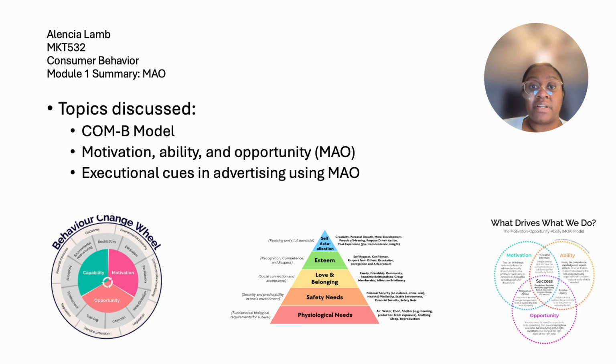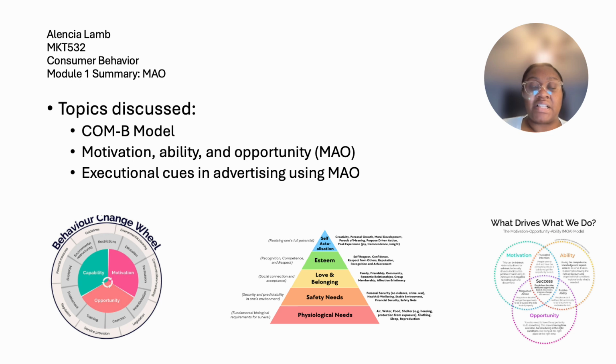Ability refers to the resources available to achieve said goal. And some resources that affect ability are financial, cognitive, and emotional. Opportunity is known as the time or set of circumstances needed to achieve a goal. And resources that affect opportunities are time, distractions, and complexity of information.